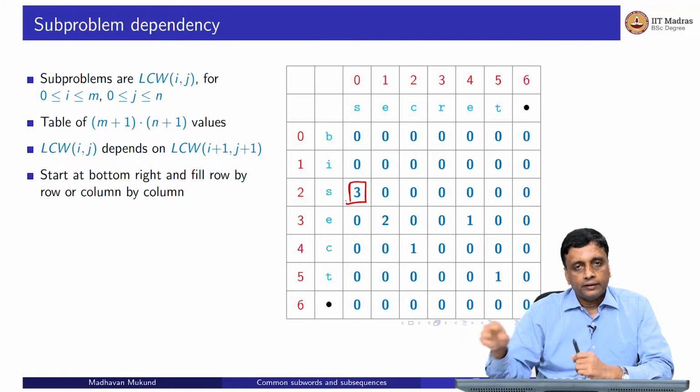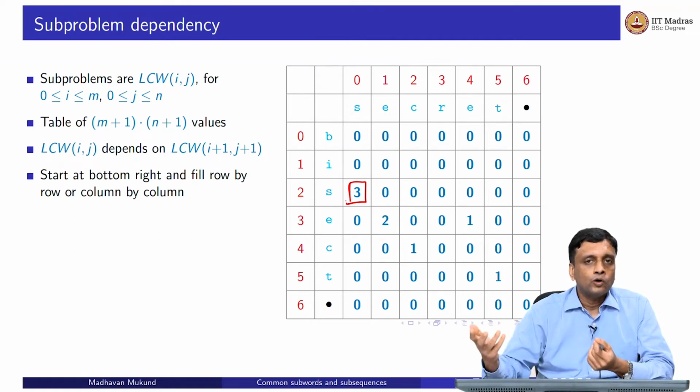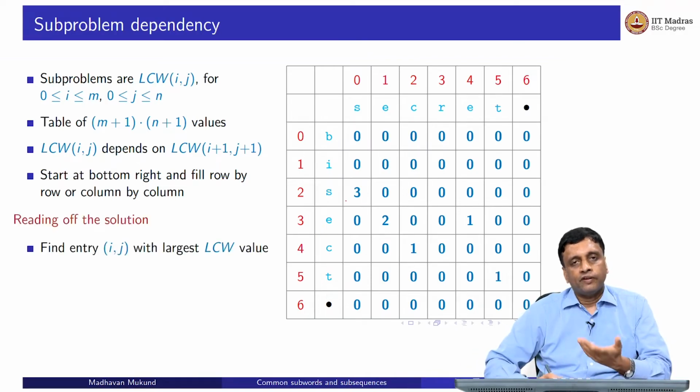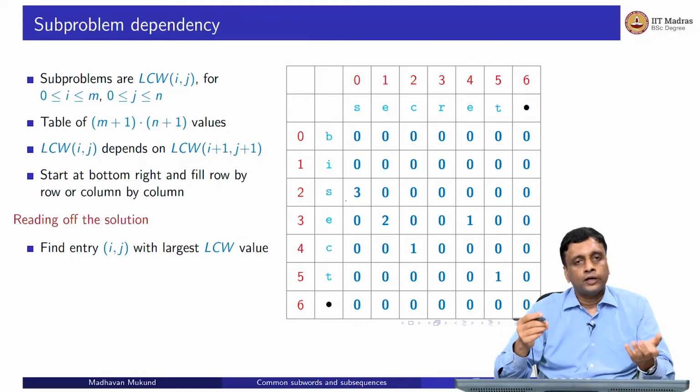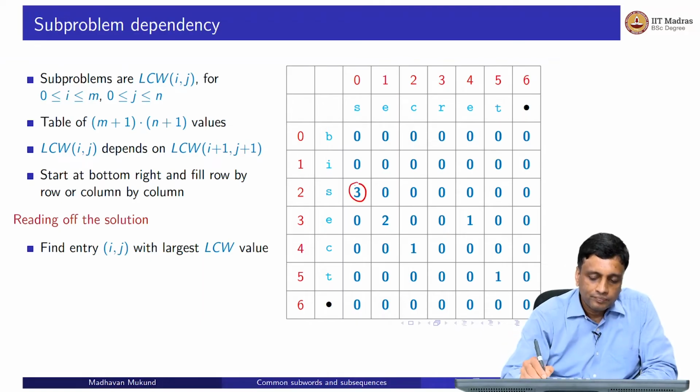So now in this we have not really calculated the word, we have only calculated this length. So how do we get the word back, right? So to read off the solution, first we find an entry which is maximum. We can keep track of it as we are going along, or we can go back and scan the table once to find the maximum, but we find the maximum here, right.